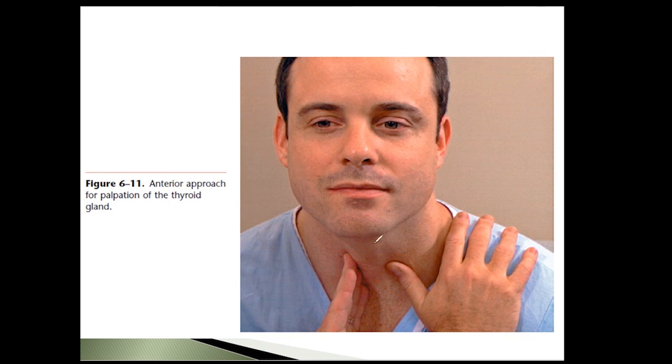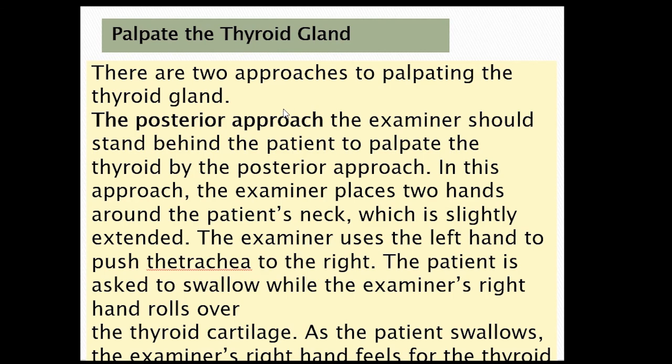Thus we check from the front, and after you check the left side of the patient, you switch. Use your right hand holding the trachea to the right side of the patient, and use your left hand to feel the thyroid gland on the right side of the patient. Just switch. Then we check from the posterior part.